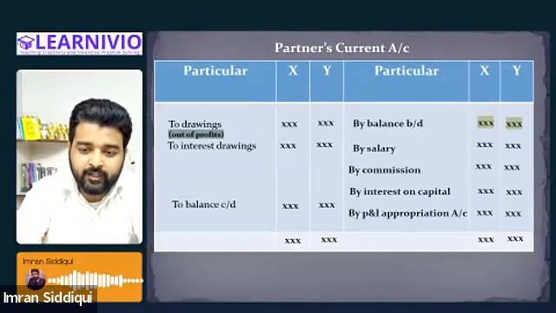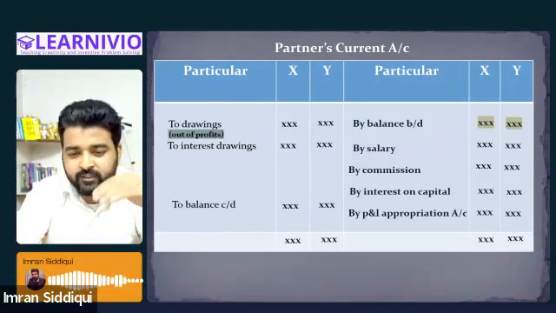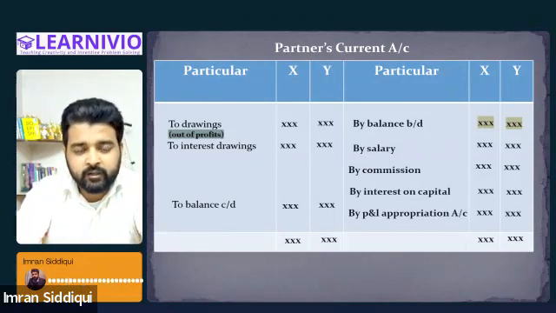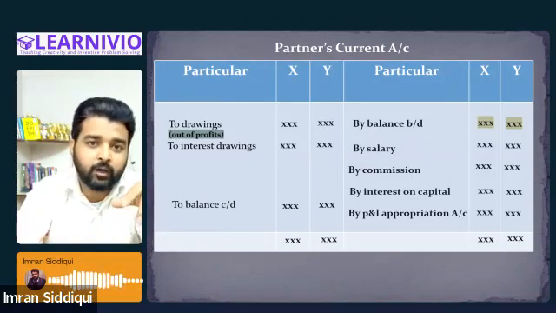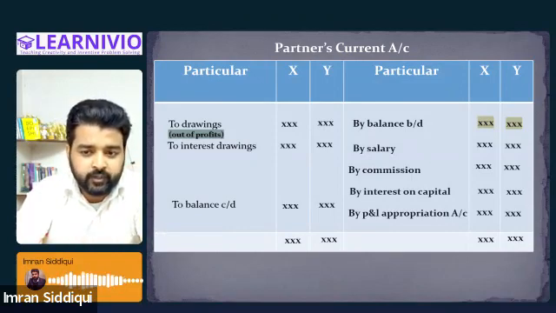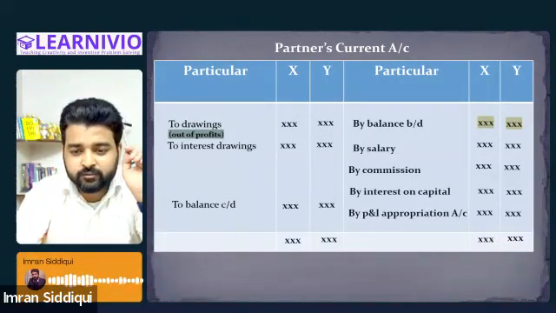Now, under the current account, you can clearly see the components are pretty much the same as we used to record previously. The components that we used to record in the partner's capital account while doing the fluctuating method are the same this time, right? Everything is the same: opening balance, salary, commission, interest on capital, P&L appropriation profit. And on the debit side, we have drawings and interest on drawings. But there is a small difference.